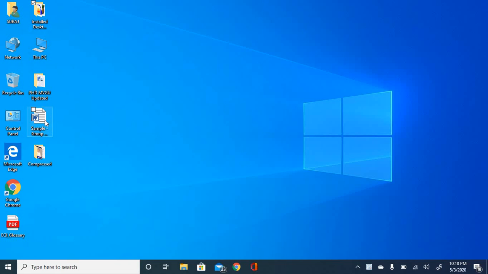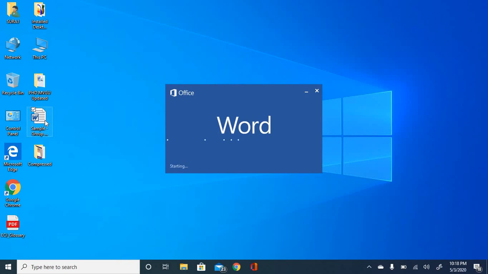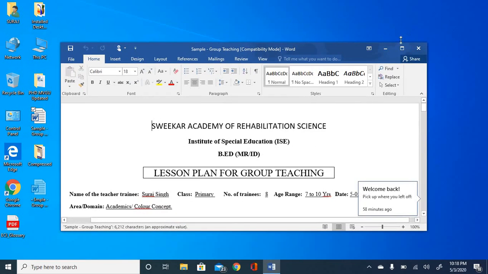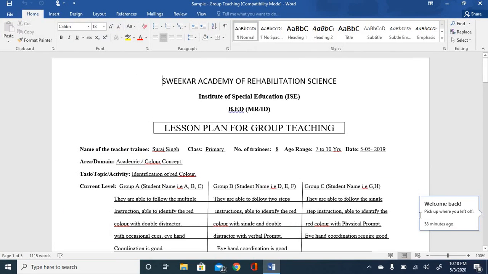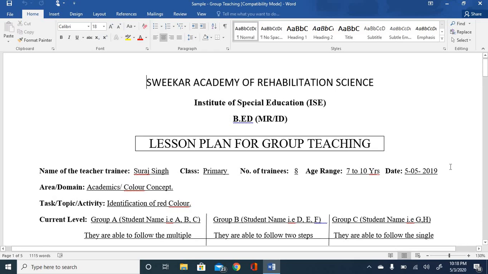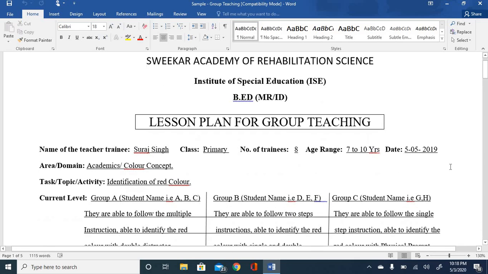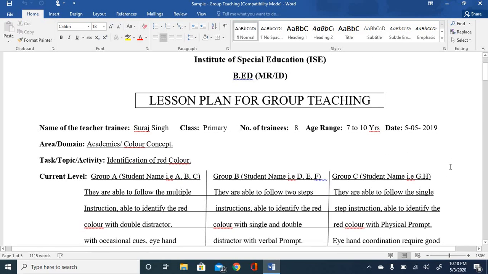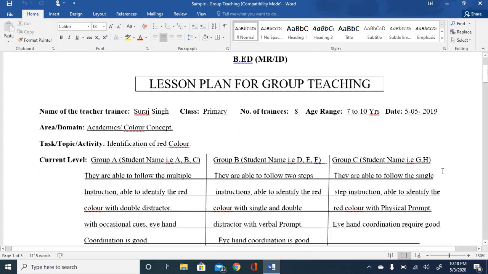So let us start and see what the components are and how we can prepare a group teaching. So this will be the format for group teaching for you all. Let me maximize it so that, yeah, this is good. So here we are going to discuss the components in detail, and understand all the factors involved in preparing a lesson plan for group teaching.